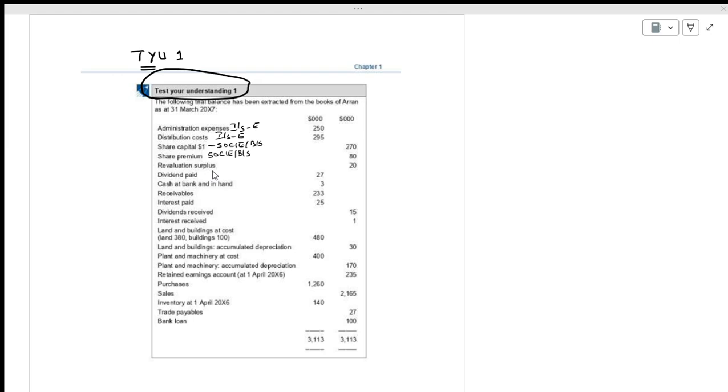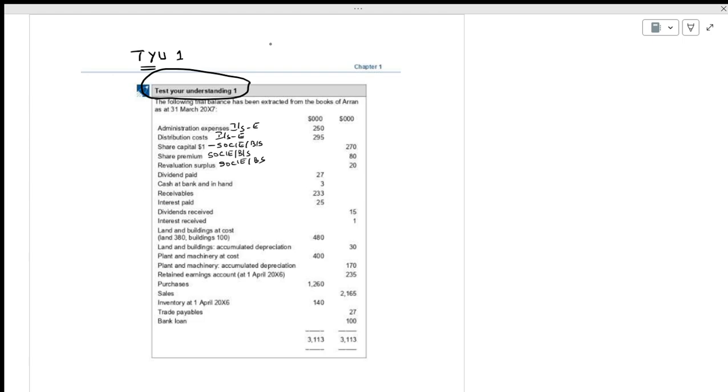Statement of changes in equity and balance sheet. Dividends paid. Income statement. Dividends paid, where will you show? In an income statement.